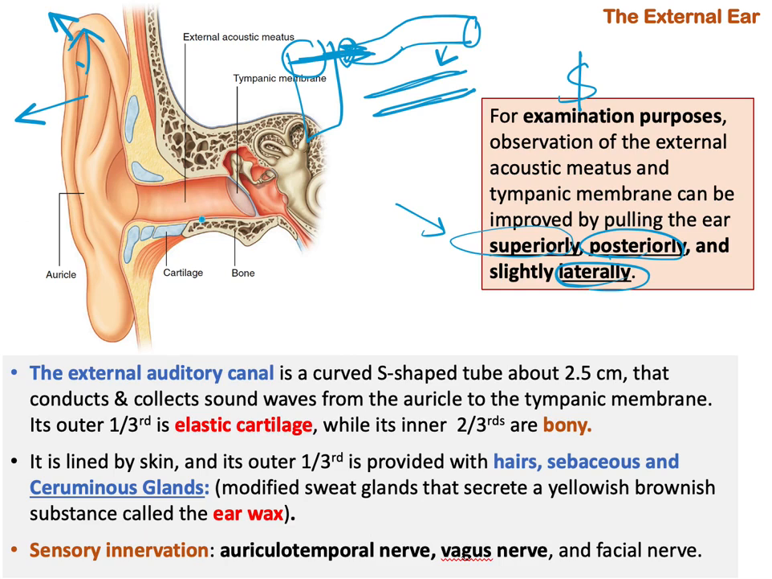So back to the external acoustic meatus that you see here. Look at the canal itself. Look how it's composed. You have to know. Yes, we said that the auricle is composed of elastic cartilage, right?